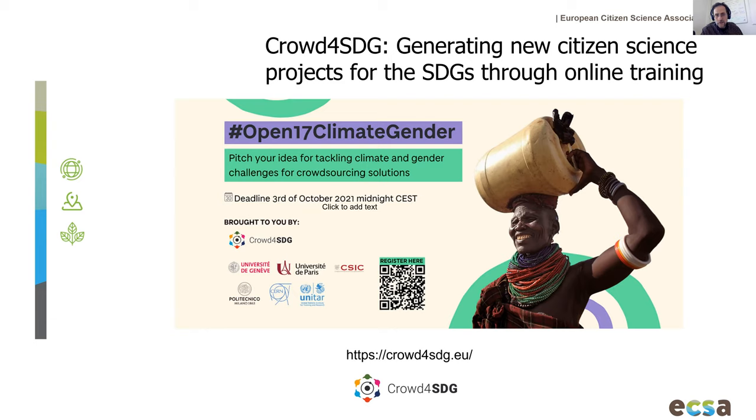So Crowd for SDG is halfway through a three-year process. And with UNITAR, we're working very much on connecting this sort of bottom-up citizen science with the needs of the national statistical offices around the world, which are, in the end, the organizations that need this sort of data. So we've been having a lot of workshops with the NSOs about that. If I could have the next slide, please.